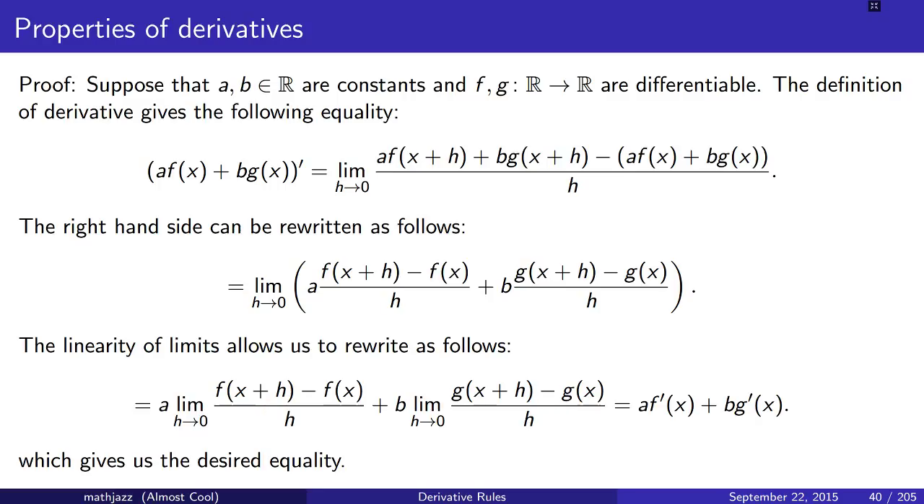So what we have is exactly the relationship we wanted. The derivative of a times f plus b times g is equal to a times the derivative of f plus b times the derivative of g. And we fit it on one slide. So that was actually pretty nice, being able to fit it all on one sheet of paper, or one screen on the computer. But that is the proof of linearity.